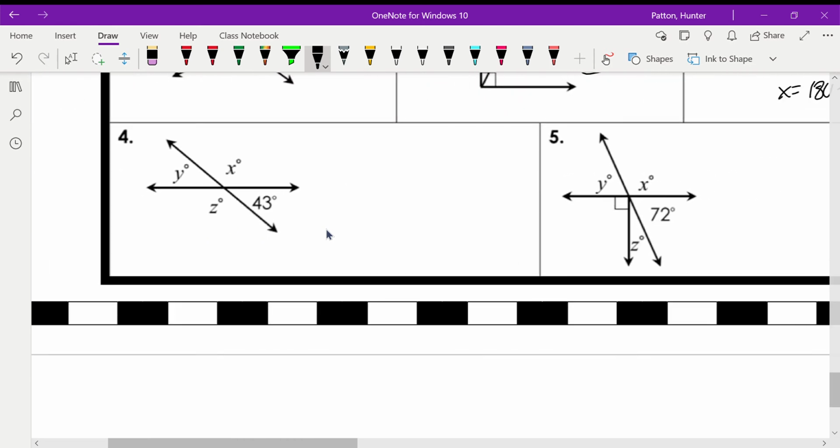Alright, let's find these three angles. First, y is the easiest one to find because it's vertical with 43 degrees, so it's also 43. Okay, let's find x. X and 43 are supplementary, so 180 minus 43, that is 137. And z and x are the same, so it's also 137.